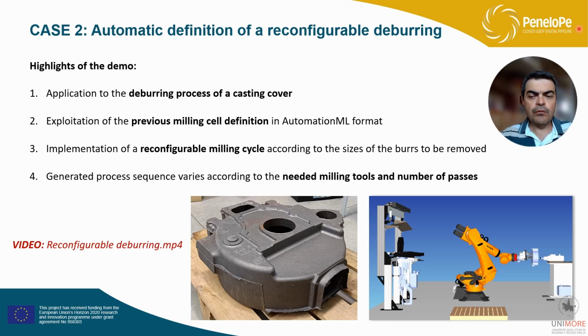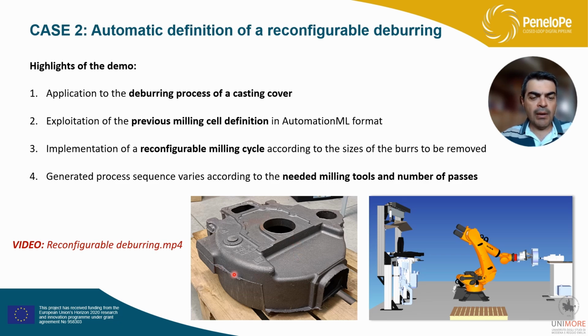As a second example, I would like to show you a more automatic definition process. Here the idea is to perform a special milling process, which is a deburring of a casting cover. So as you see here in the picture, you have a casting piece where some burrs appear due to the process, and we want to use an automatic deburring process where the robot takes the part and offers the part in front of the spindle to remove certain burrs. And we want this process to be flexible.